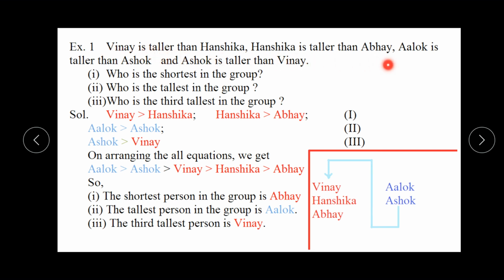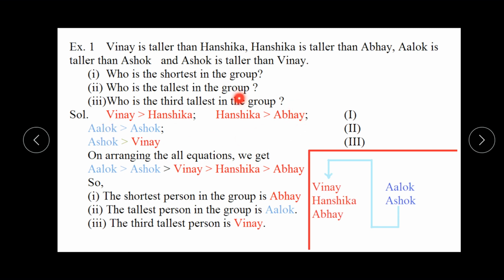The order test can be understood by an example. Vinay is taller than Hanshika. Hanshika is taller than Abhay. Alok is taller than Ashok. Ashok is taller than Vinay. These are in blue color because these are the new words. In the line about Alok and Ashok, there is no common word with the earlier lines.